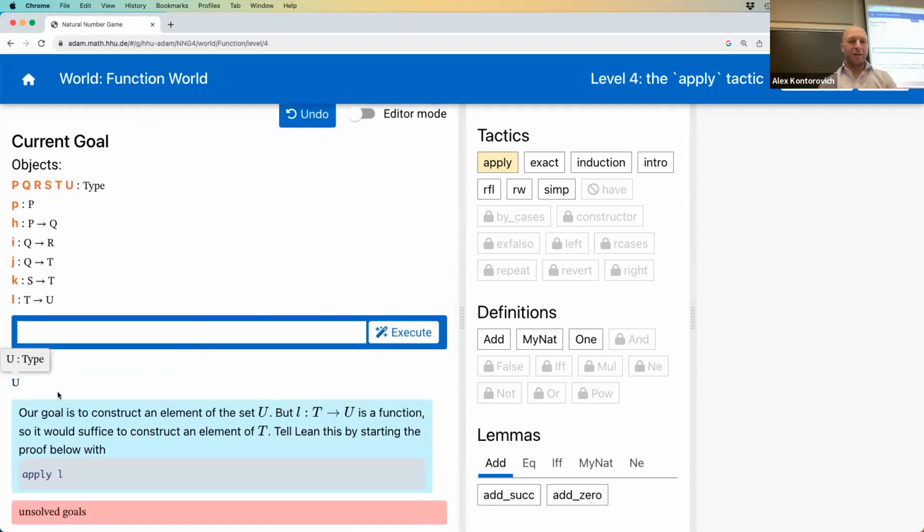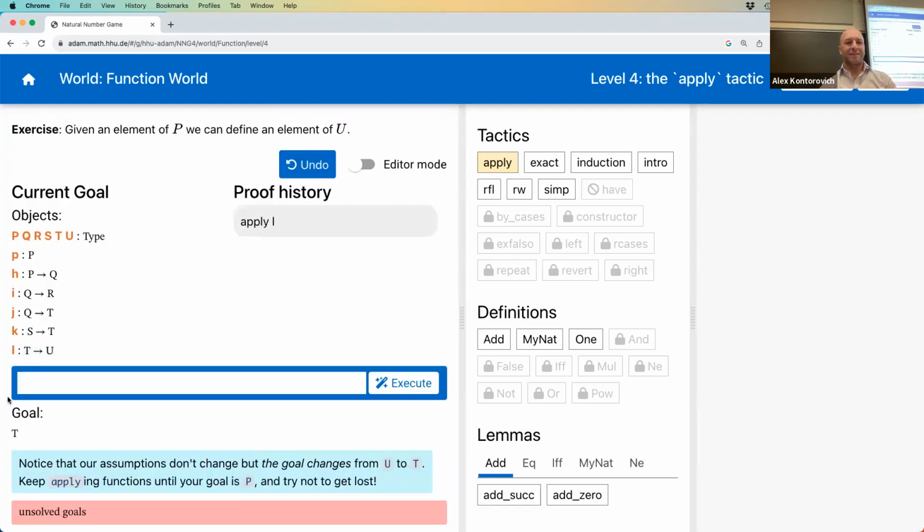Okay, let's do it a different way. Let's apply L. L is a theorem that says given T, you get U. You're trying to get U. So what would apply L do? I would say that now this is in T. Exactly. So we're working backwards, right? Apply L. Now it changes the goal to give me something in T.